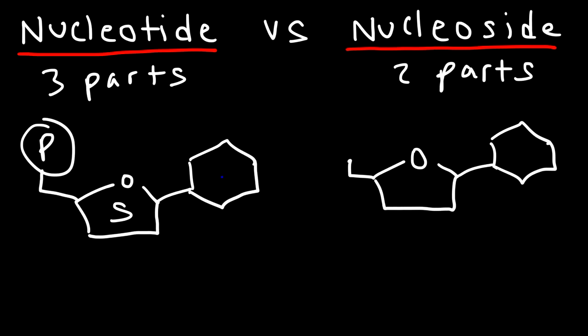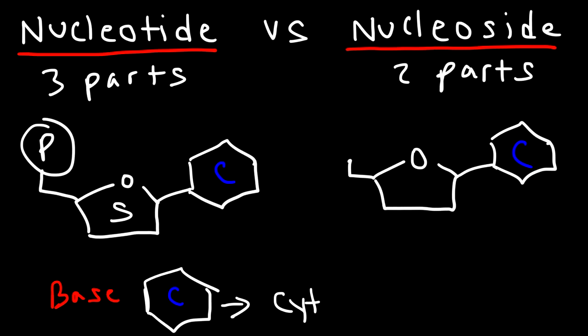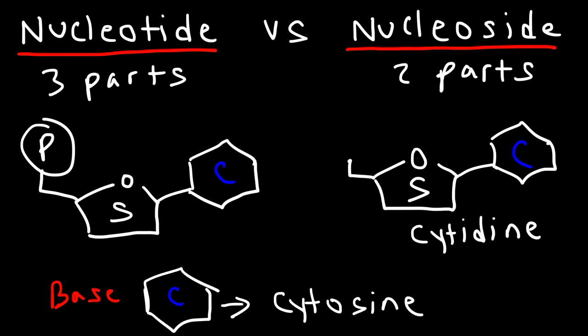So let's say this is cytosine, which is one of the 3 pyrimidines we talked about. Now, by itself, cytosine is a nitrogenous base. Now let's focus on the nomenclature. So this is cytosine. When you add the ribose sugar to it, it becomes a nucleoside, and it's called cytidine in the case of RNA, but in the case of DNA, it's deoxycytidine.